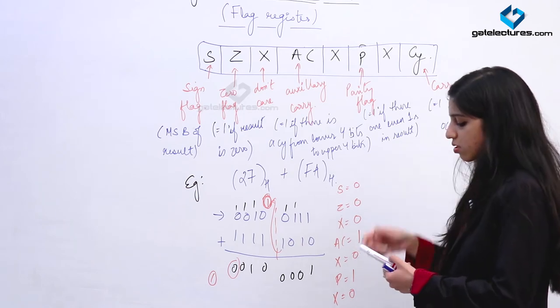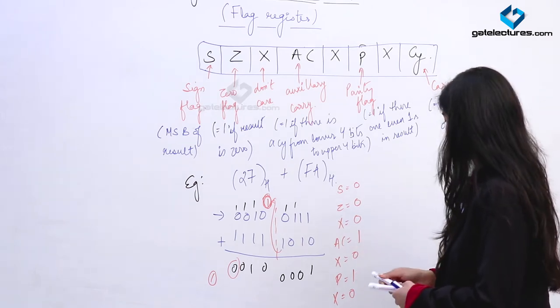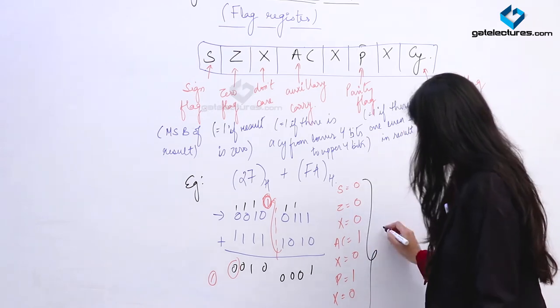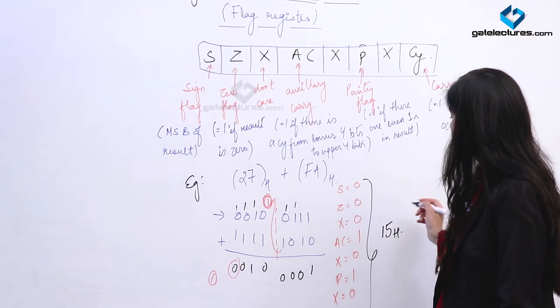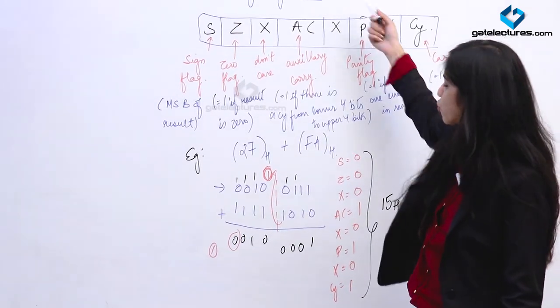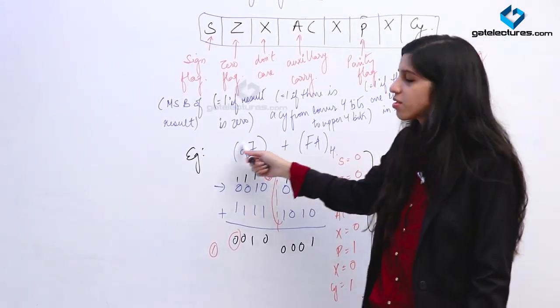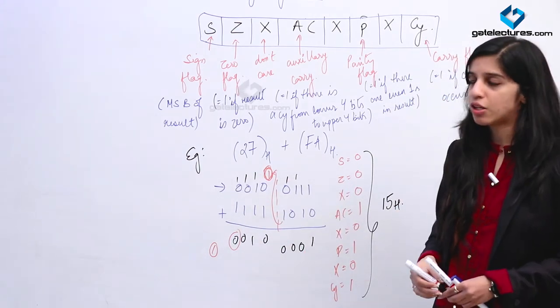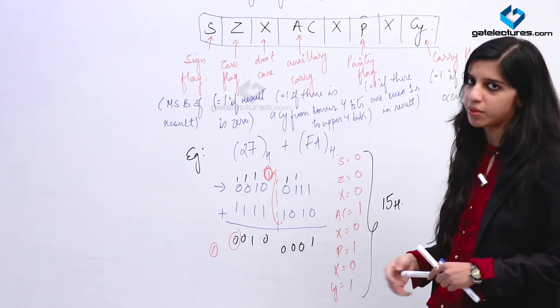So just see what number it is in hexadecimal. This is 15. So the value of this flag register, the PSW, after execution of this operation in the microprocessor is going to be 15. This is how you can find the value of your flag register after any arithmetic operation.